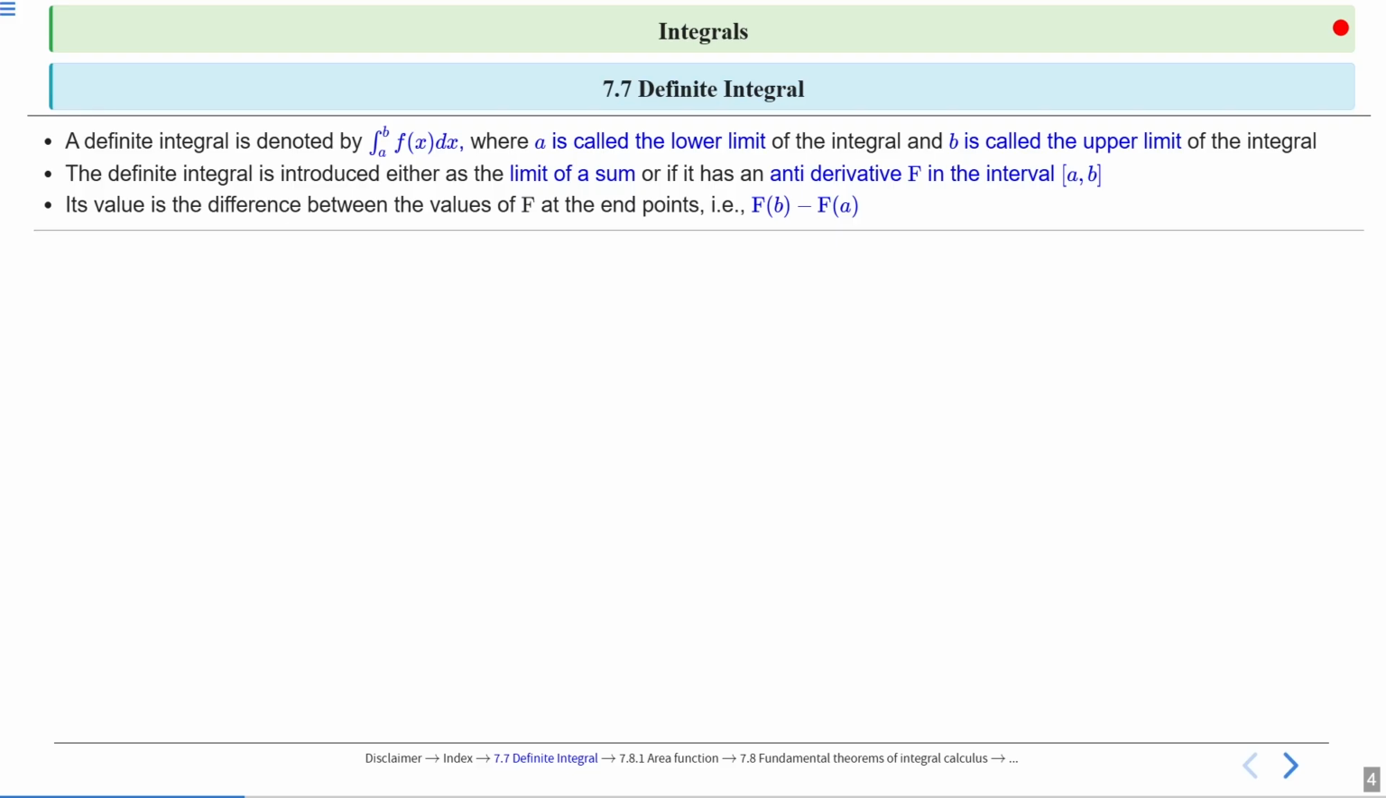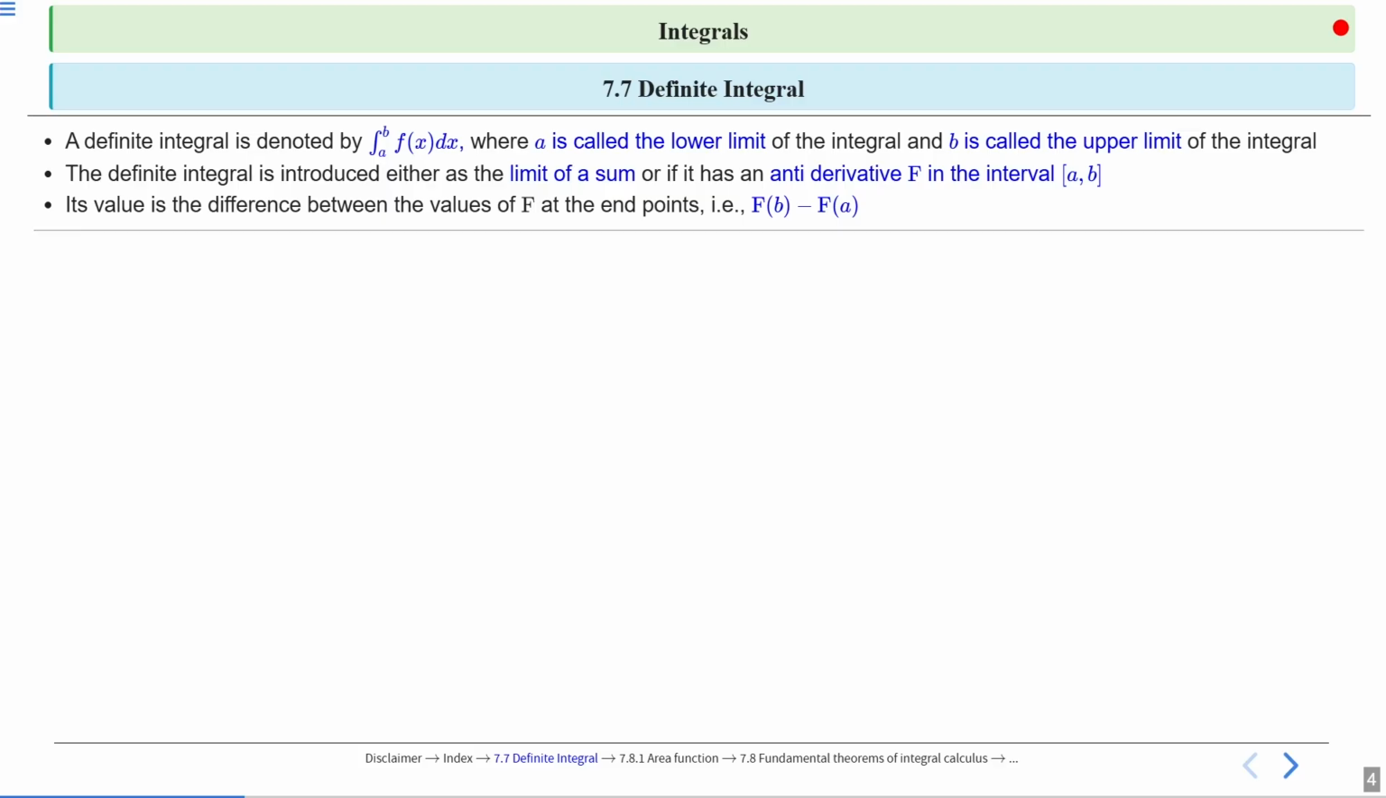So here a is called lower limit and b is called upper limit, and we read it as integrate function f(x) from a to b. The definite integral is introduced either as a limit of sum or it has an antiderivative F in the interval a to b. We can understand definite integral as a limit of sum, or it has an antiderivative F in the interval a to b.